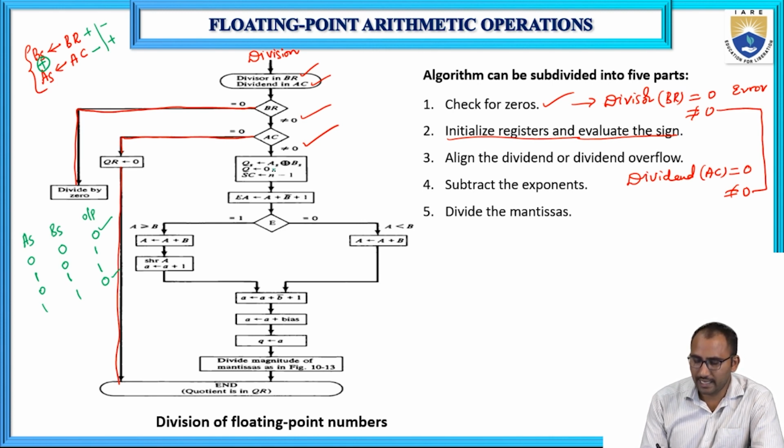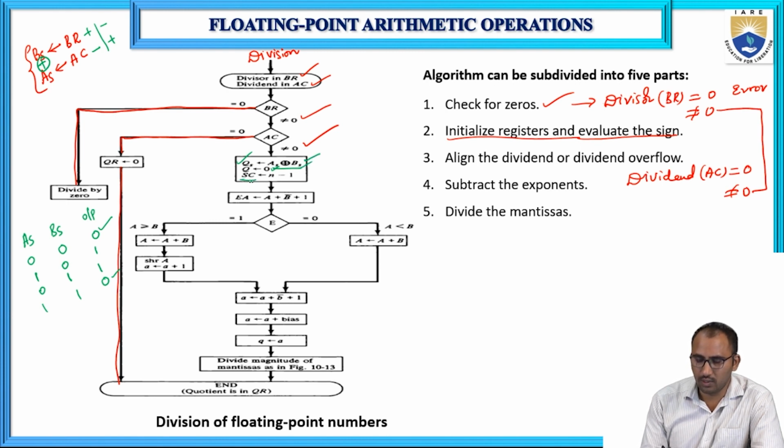That is AS XOR BS. The resulting sign will be stored in QS. After determining the sign, that resultant sign is stored in QS, and we load zeros into Q, because initially the quotient is 0. The number of zeros is equal to the size of the register. If the register is 8-bit, then we load 8 zeros into the Q register.